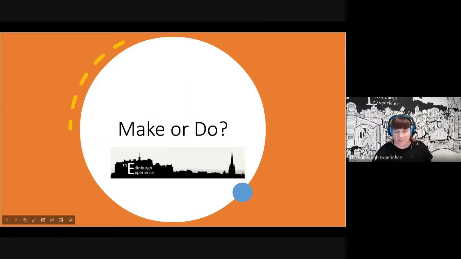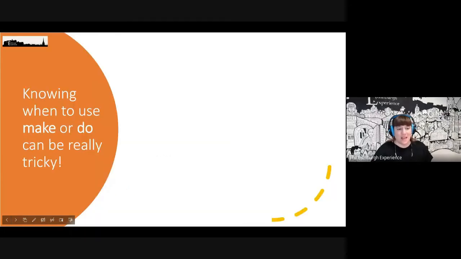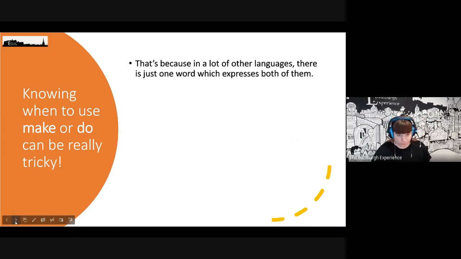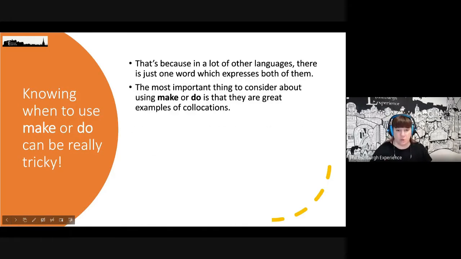Vocabulary focus today, and we're going to work with these two words, make or do, which are so commonly confused when we're speaking in English. It can be really tricky to know how to use make or do, or when to use make and do, because in so many other languages there's just one word which represents the two words that we have in English. So of course it can be difficult to decide which one to use.